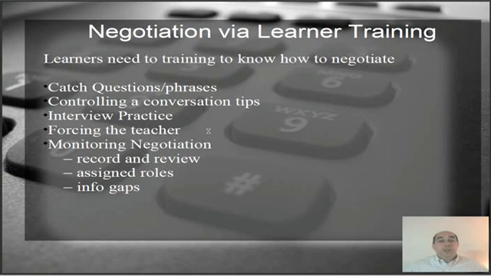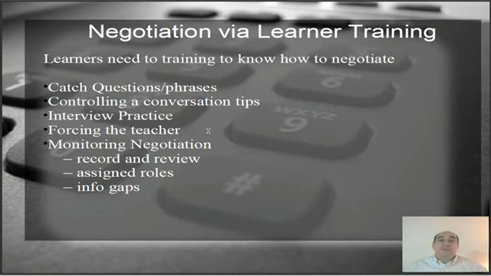Other things that you can do as far as training is to do some recording. You record a pair as they're talking, and you then review it with them: what they did, what was good, what was bad about their negotiation, about their controlling tips and techniques. You can also assign particular roles. A person who's very good at taking notes or very good at listening isn't very good at talking. Well, from now on, I'm assigning you the role of the speaker. You have to talk. And now you're forcing them to stretch and grow.